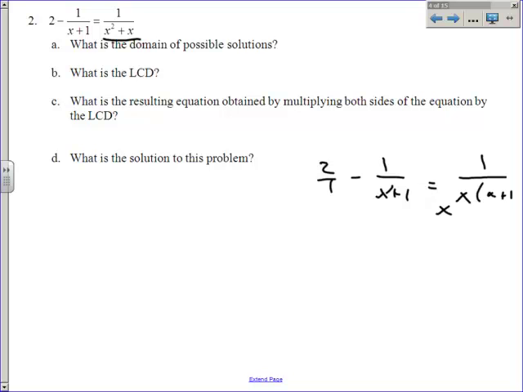Let's try that out here. X, ran to the end of my board there. X plus 1. Still ran to the end of my board. Hopefully you can see that.